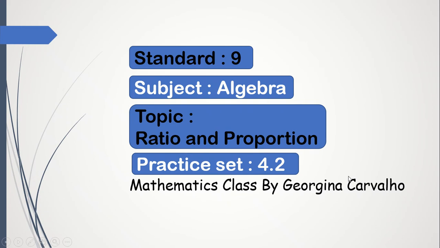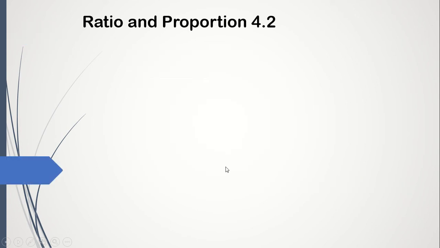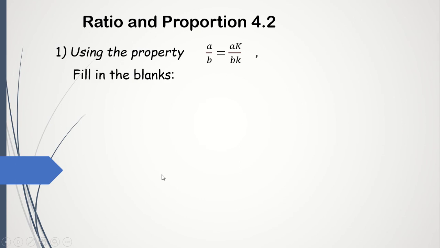Hello students, in today's video we are going to continue with ratio and proportion practice at 4.2. So let's get started with it quickly. Ratio and proportion 4.2. Using the property A upon B is equal to AK upon BK, fill in the blanks. This is the question given.